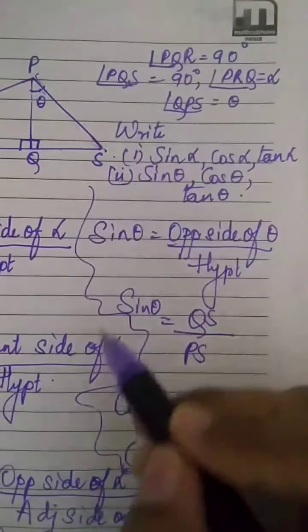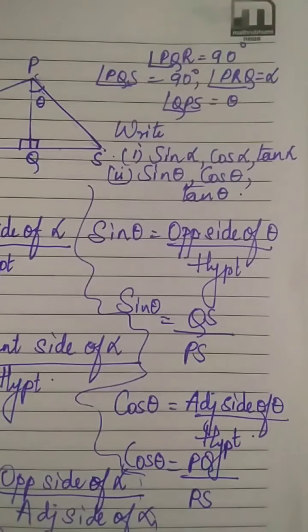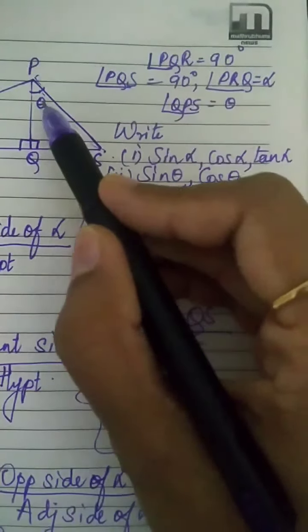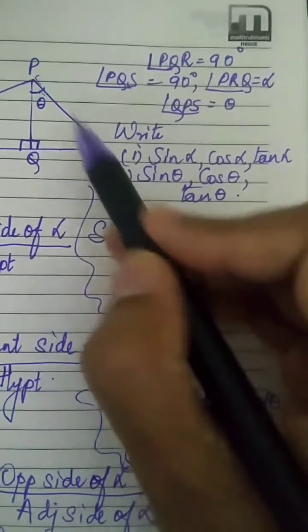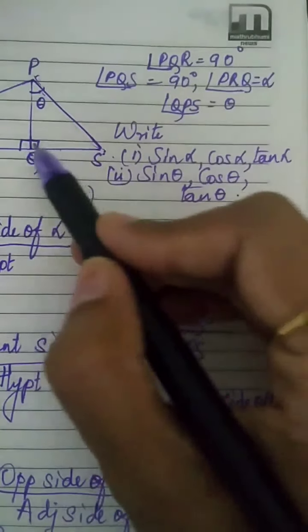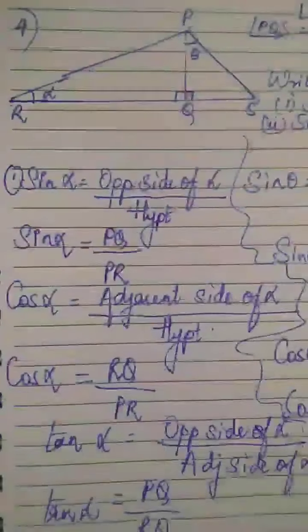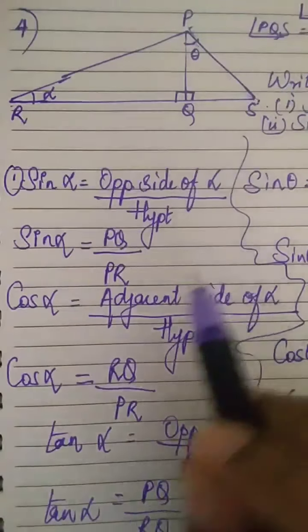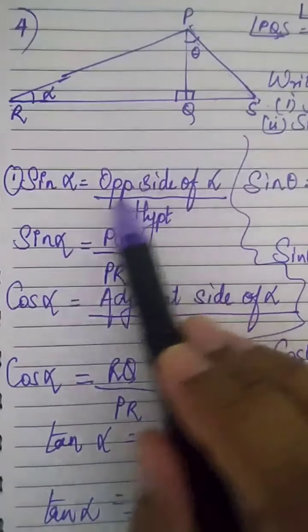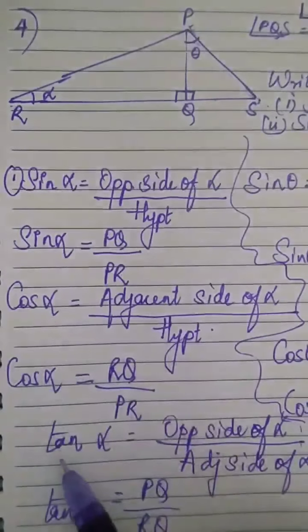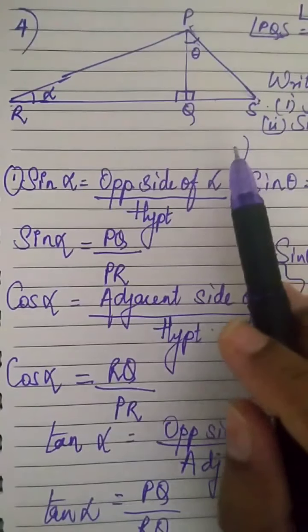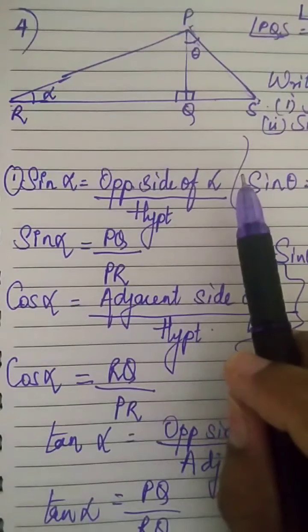What will be tan theta? Tan theta is opposite side of angle theta upon adjacent side. This theta's opposite is QS and adjacent is PQ. So QS upon PQ. Okay children, so I hope this practice set was the easiest one. Just remember the formula for sine, cos and tan, and then you can solve practice set 8.1 just as easy as it can be.